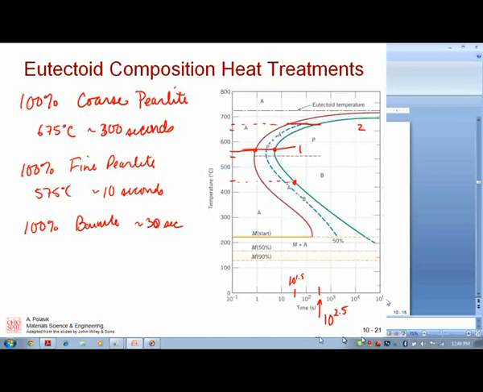If I want 100% martensite, I would have to go from above the austenite phase field down to room temperature, basically, or 100 degrees C, and how much time? Less than 1 second. I have to avoid that nose. Huge, so you can see it's not super easy to make martensite. And actually what we'll see is that if we add carbon, it'll move the nose that way. But we'll talk about that later.